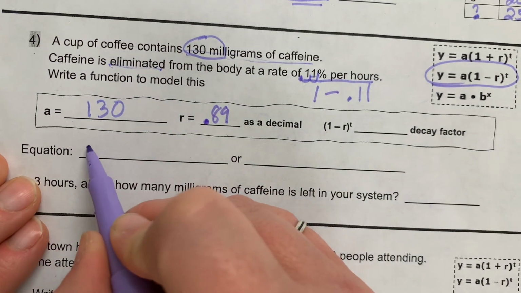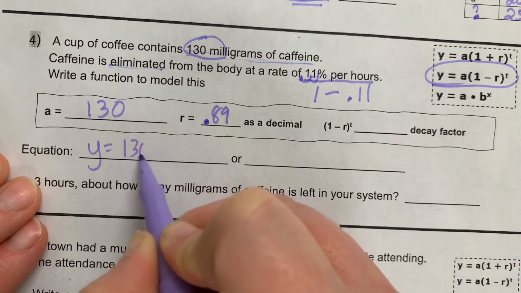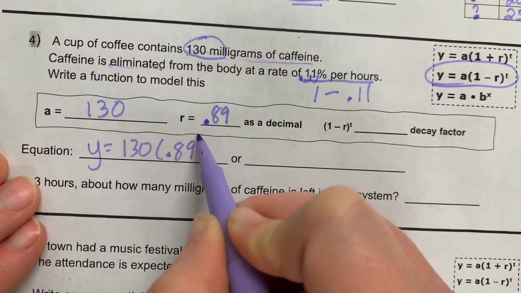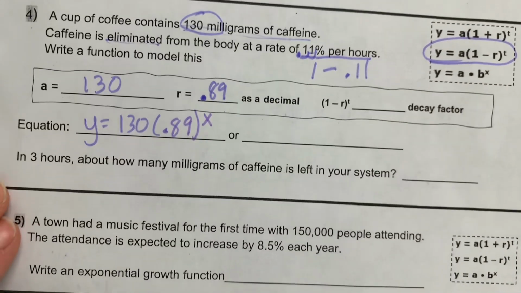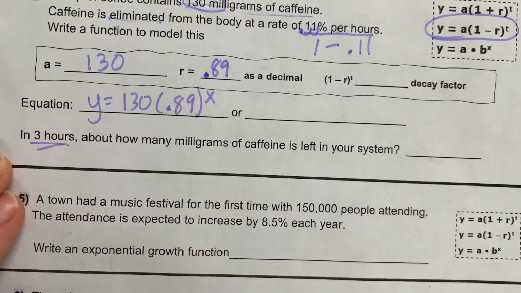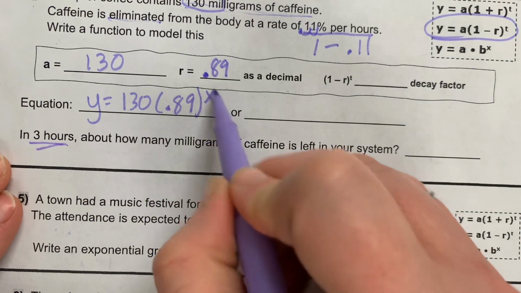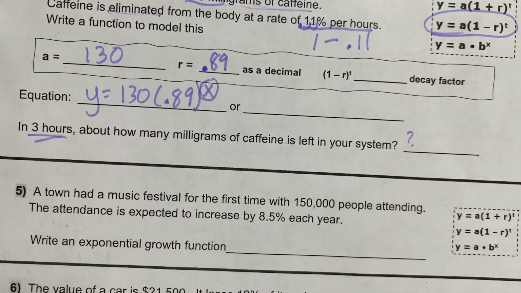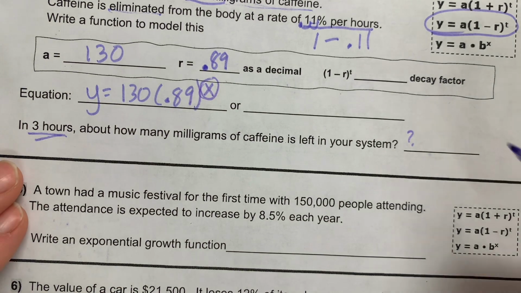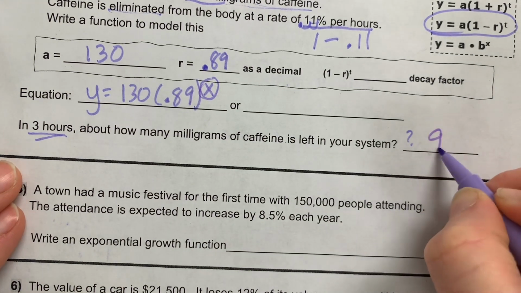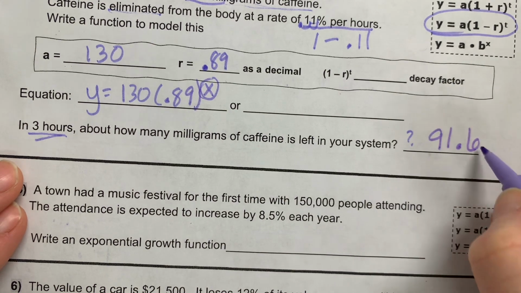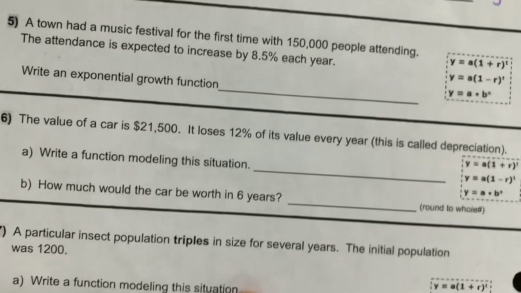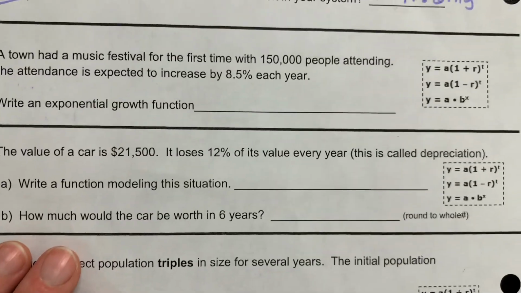And so my equation is y equals 130 times 0.89 to the power of x. Now I want you to find in 3 hours. So we're gonna plug in 3 right here, and you're gonna tell me how many milligrams are left in your system in 3 hours. And in 3 hours, it was 91.6 milligrams.